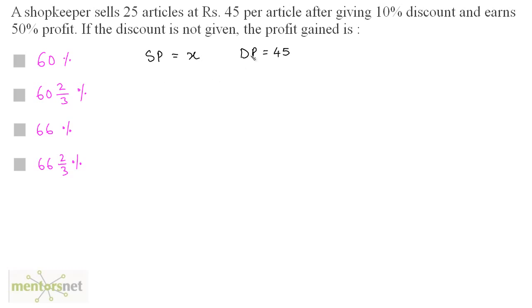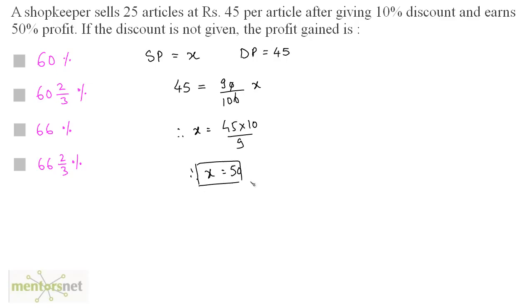So by definition, discounted price is some percentage reduction of the selling price, and that percentage is the discount percentage. So I can write 45, which is the discounted price, is equal to 10% less of the selling price. So 100 minus 10%, so 90% of the selling price, which is X. So 90 upon 100 X. So therefore X is equal to 45 times 10 by 9. So therefore X is equal to 50 rupees.